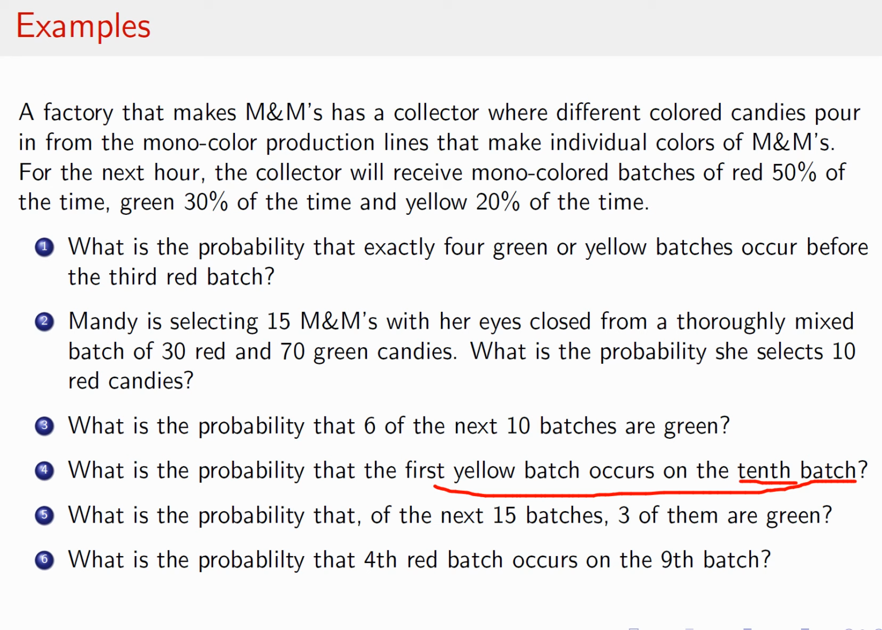So what does that mean? That means that we have a fixed probability of success and we have k equals 1. This is geometric, right? We're going to keep going with that geometric pattern until the first yellow batch occurs.